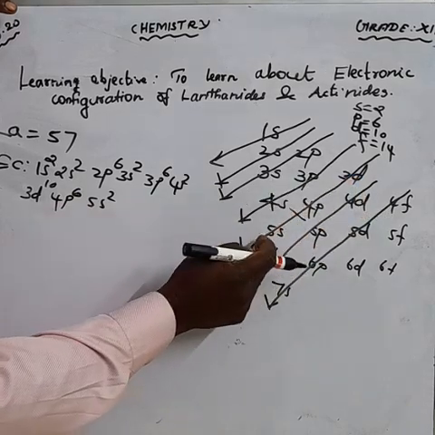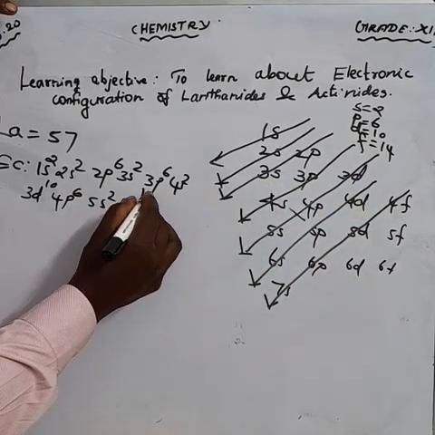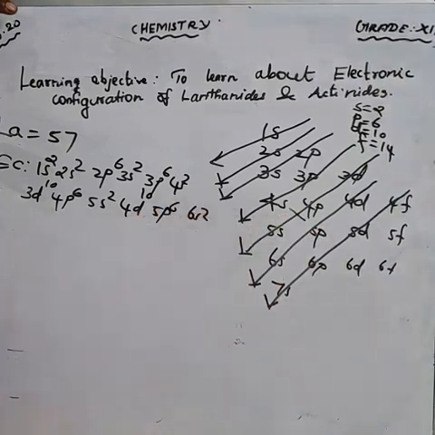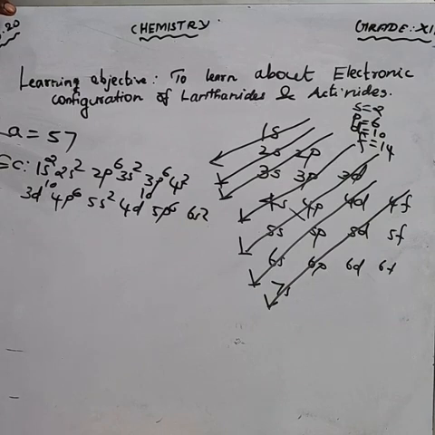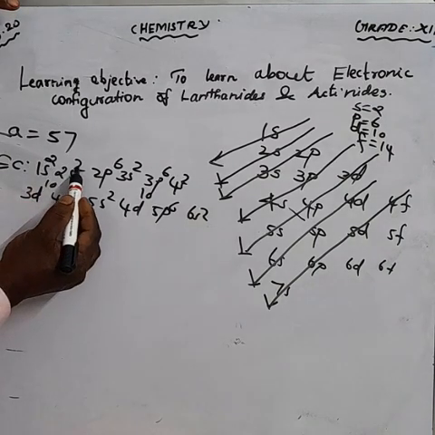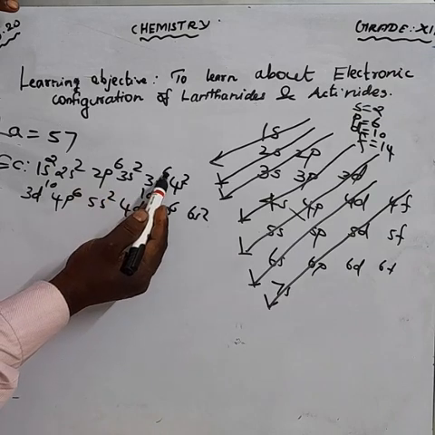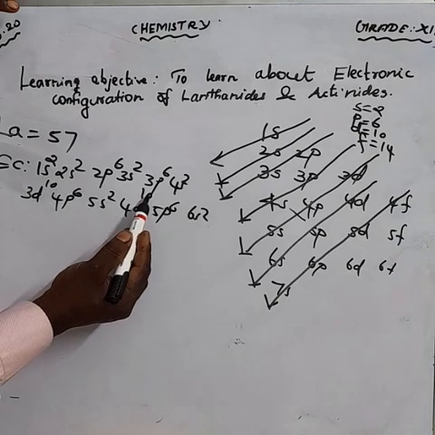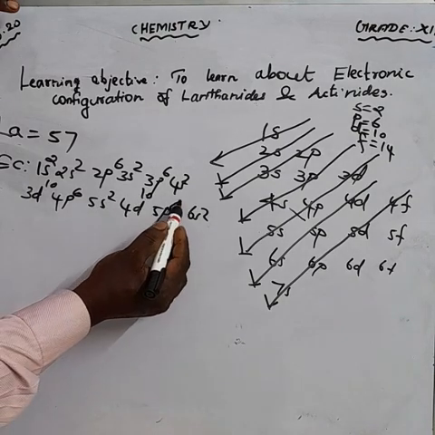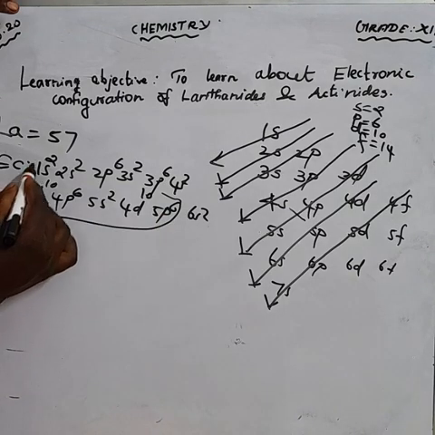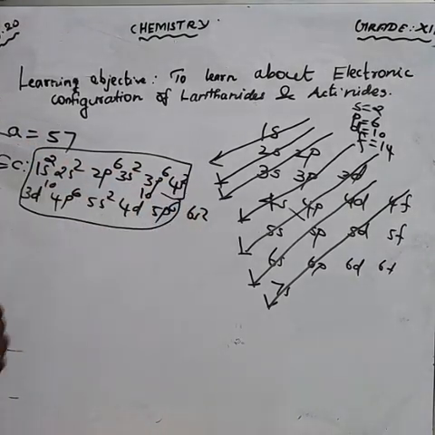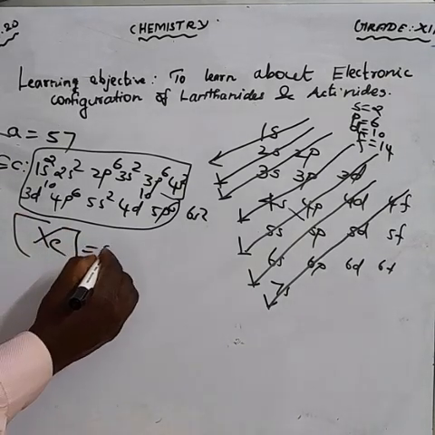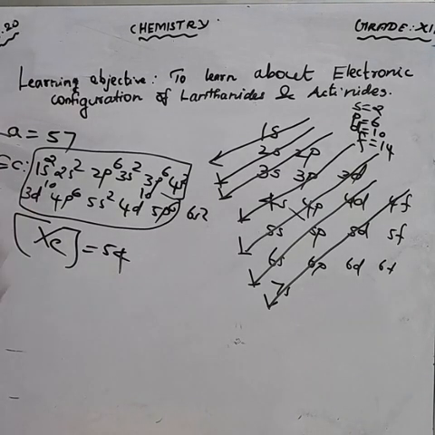5s2, after that 4d10, 5p6. Let us count these numbers: 2, 4, 10, 12, 18, 20, 30, 36, 38, 48, next one 54. This much is for xenon. Xenon is 54 here. Okay, 54.